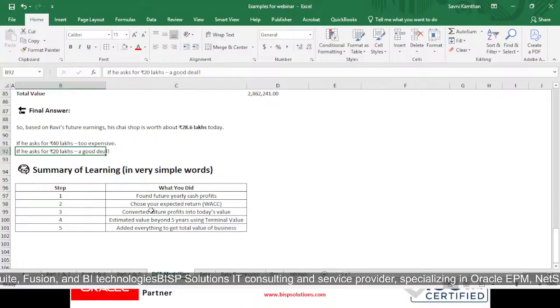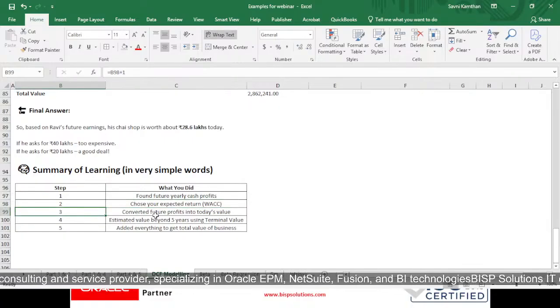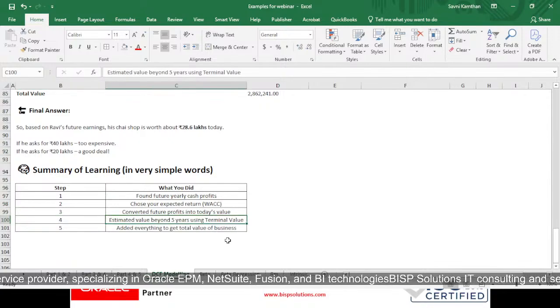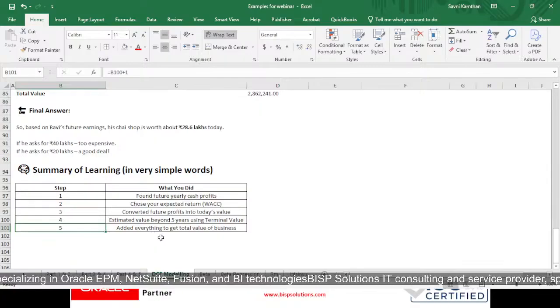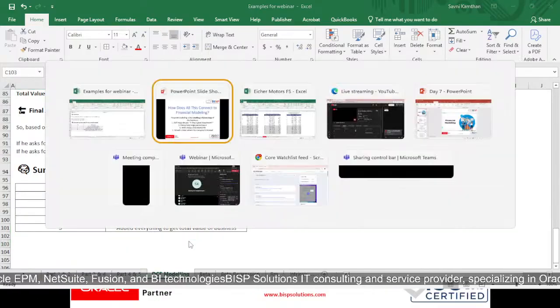So what we have understood with this particular learning: step 1 is finding future yearly cash profits. Step 2 was to choose your expected return, which is WACC, and step 3 is converting future profits into today's value. My fourth step is to estimate value beyond 5 years using terminal value, and my fifth step will be adding everything to get the total value of the business.